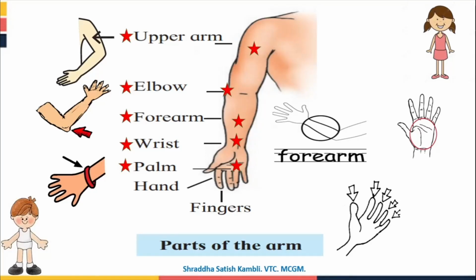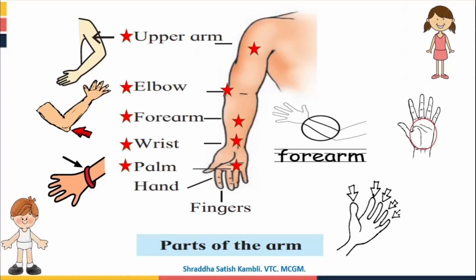Alright, so see, this is also an image from your textbook. So your arm is divided into 3 main parts: your upper arm, your forearm, and your hand. The part which joins the upper arm with the forearm is called the elbow. The part which joins the forearm to the palm or to the hand is called your wrist. And in the hand again you have 2 parts: the palm and the fingers. So this, children, is part of your arm.